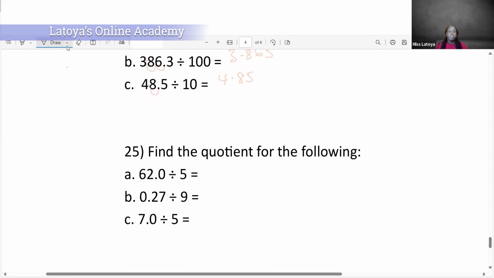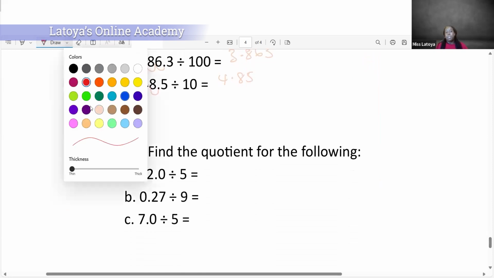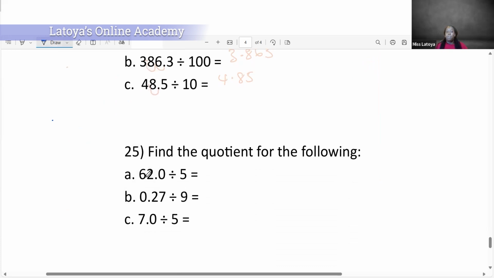Dividing decimals. This time we are not dividing by 10, 100, or 1,000. We have 62.5 divided by 5. When we are dividing decimals, it is important to note that there cannot be any decimal point in our divisors. If there are decimal points in our divisors, we need to shift them. Now, in these three examples, there are no decimal points in the divisors, so we will divide. There are only decimal points in the dividends.